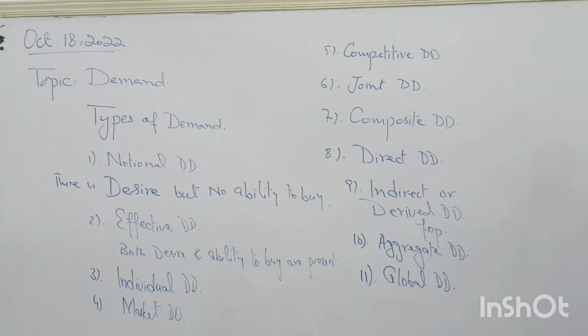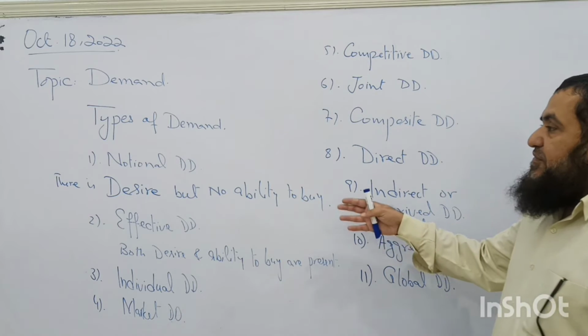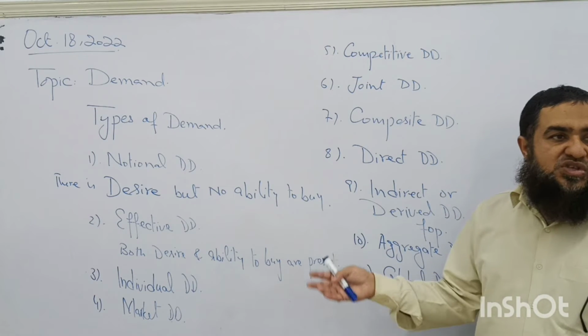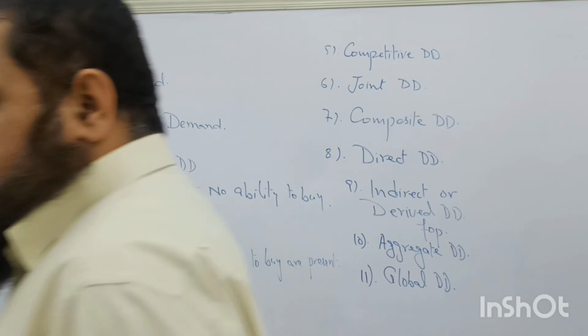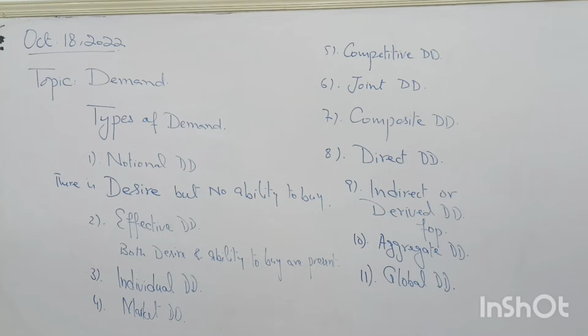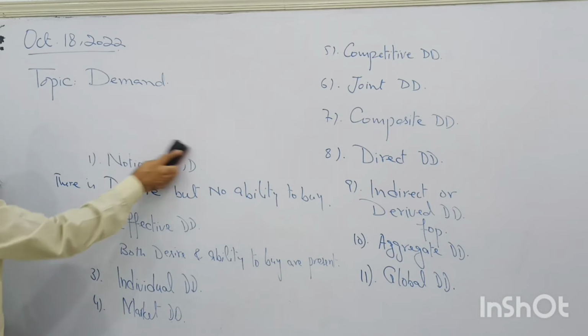So all these are the types of demand which may come in your MCQ exam. What is the definition of effective demand? What is the definition of derived demand or aggregate demand, market demand, individual demand? So I have mentioned them quickly. So what are the different types? Now come towards our demand analysis. How can we draw the demand curve?